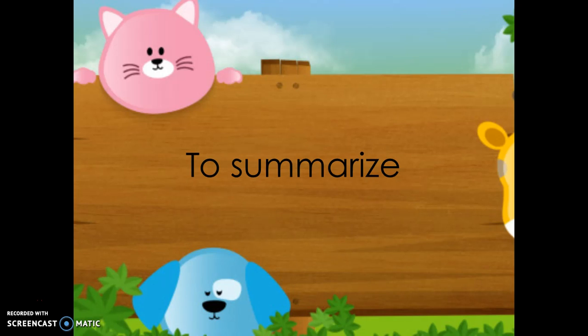To summarize, the demonstrative pronoun this refers to a thing or person near you. The demonstrative pronoun that is opposite to this. It refers to a person far from you. The demonstrative pronoun these refers to things or people nearby you. Then, the demonstrative pronoun those refers to things or people far from you.